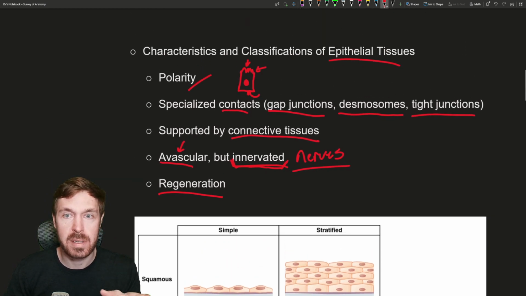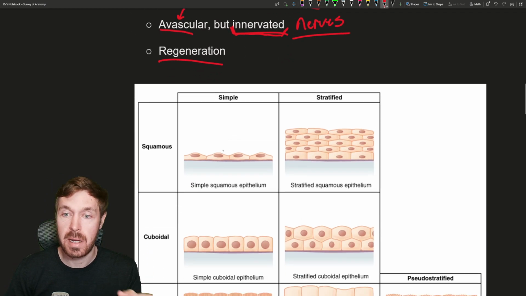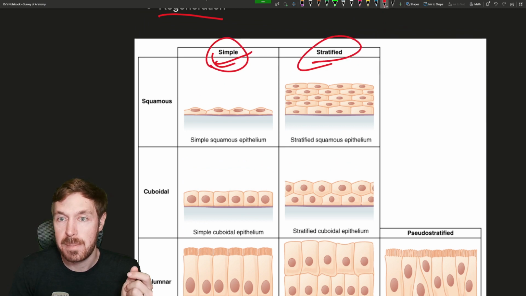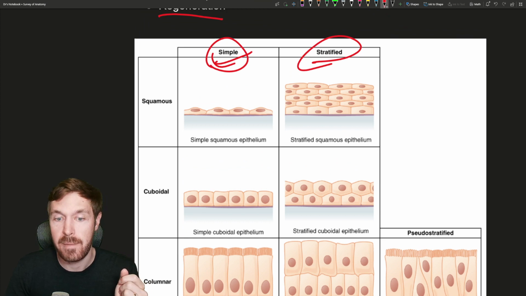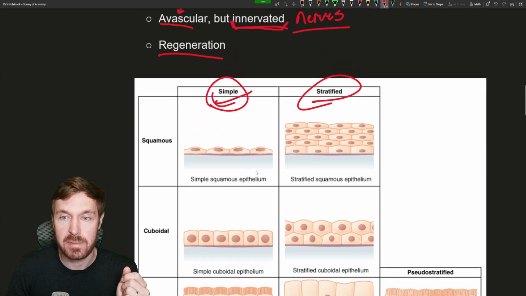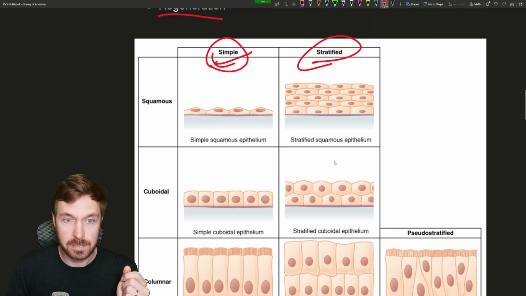All right, so now what are the different classifications? And it's pretty simple when we look at epithelial tissues, because they just come in different categories. First, they're either simple or they are stratified. Simple means one layer, stratified means more than one layer of cells. And so you see in the simple column here, this is all one layer of cells, stratified, multiple layers.